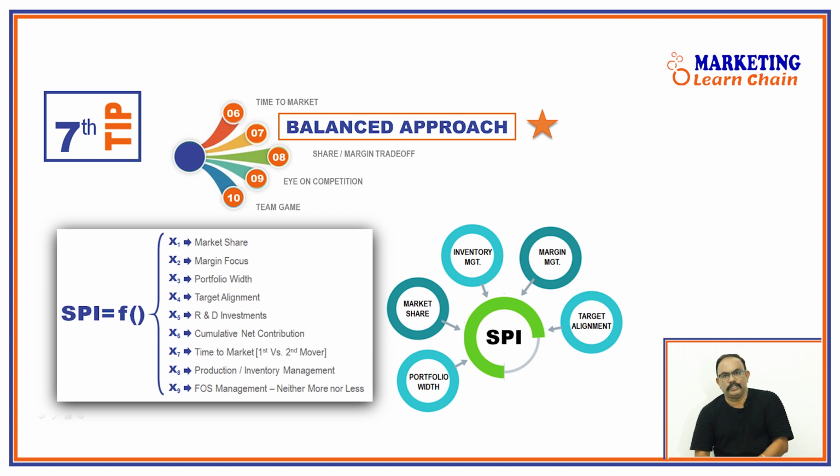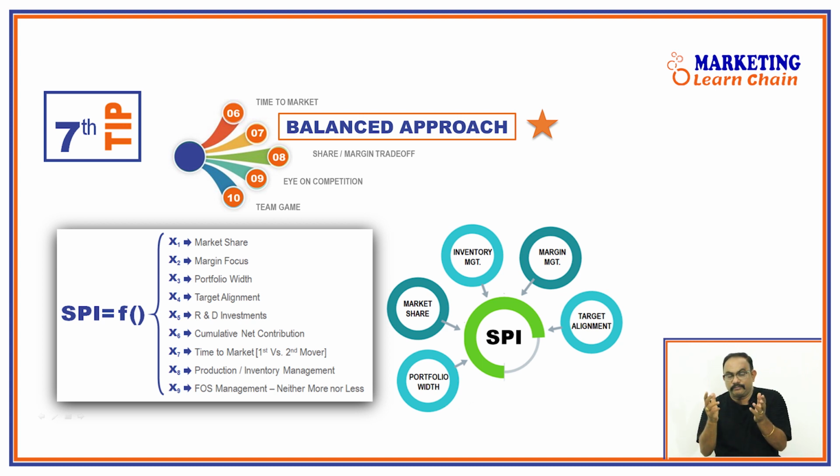Things can change. Now, how do I know? How can I increase my SPI? There is no direct way in which I can play directly on SPI. But my SPI is a function, just like your classic regression equation, y is a function of f, x1, x2, x3, x4. Here, what are the various x1, x2, x3 variables?